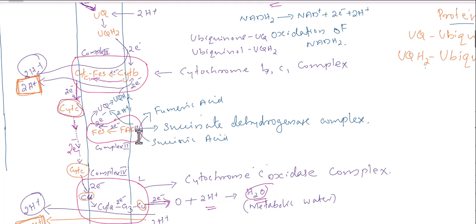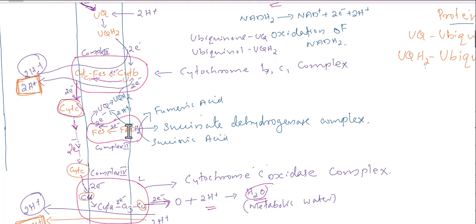FADH2 will be produced. FAD is present inside complex 2. During that reaction, FAD receives the hydrogen ions and electrons from succinic acid. In the Krebs cycle, these electrons and hydrogen ions from succinic acid are received by FAD, converting succinic acid to fumaric acid, and FADH2 is produced. Complex 2 also contains FeS.